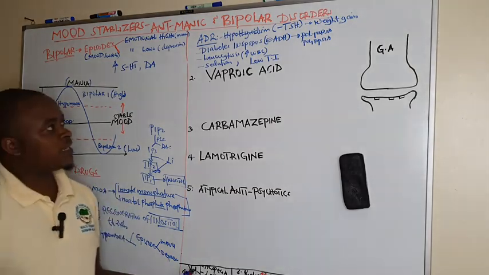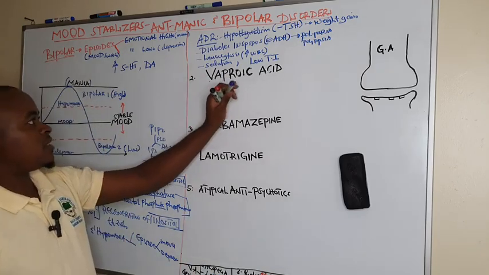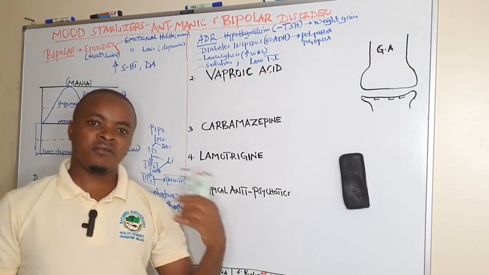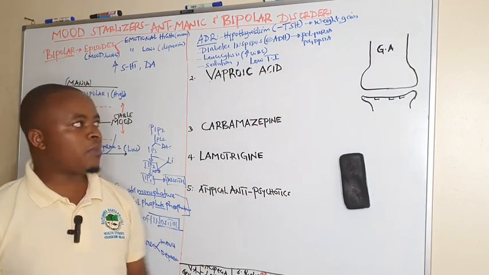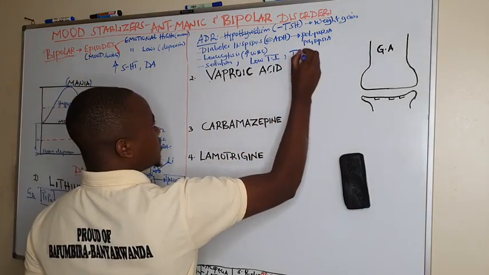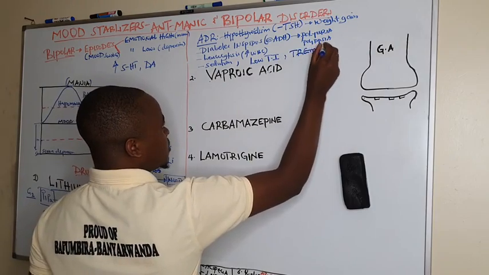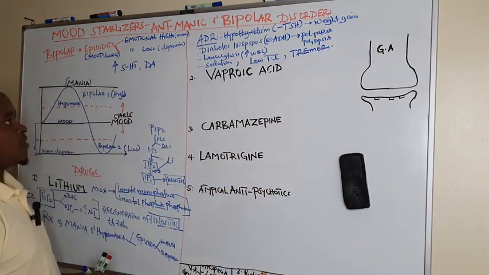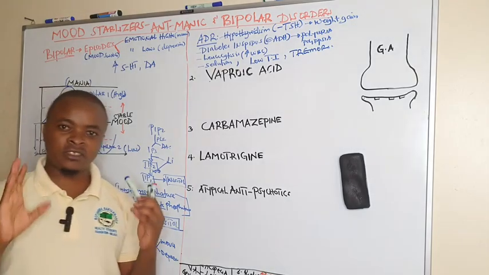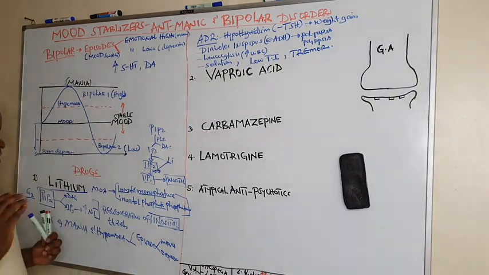So after looking at lithium and its side effects, of course, the ones we have left behind are nausea, vomiting, tremors, hand tremors. Even here it can lead to tremors. So these are all the side effects of lithium. So lithium is always the first line drug of choice for treating bipolar.